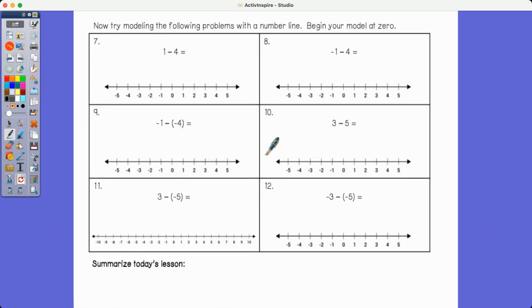Now I'm going to do 2 of these on the number line, and then you guys are going to finish it up. So I'm going to start with number 7. I always start at 0, and I'm going to go plus 1. And then it says I'm going to subtract 4. So I'm going to go to the left, 1, 2, 3, 4. My solution is negative 3.